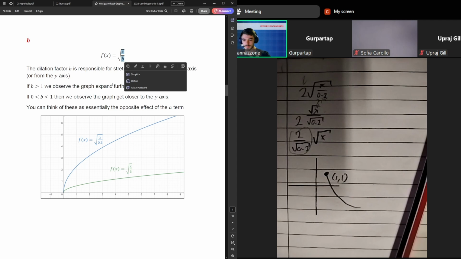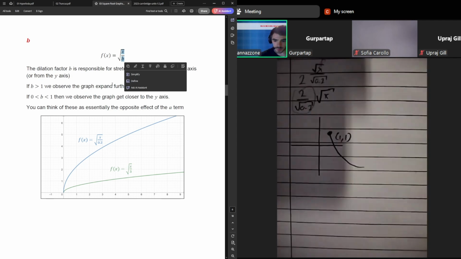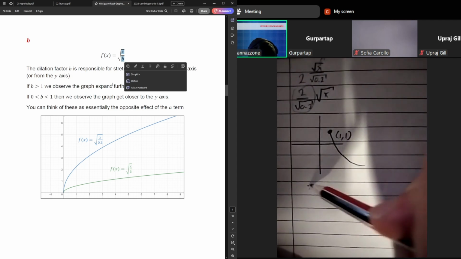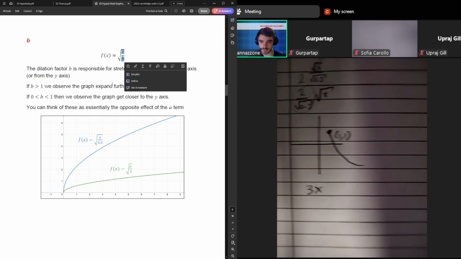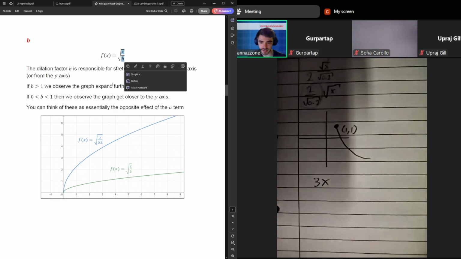So it's worth noting division and multiplication are just two sides to the same coin. If I go to the handwritten portion here, one thing I could say is 3x, right? 3x would be one way of representing that.